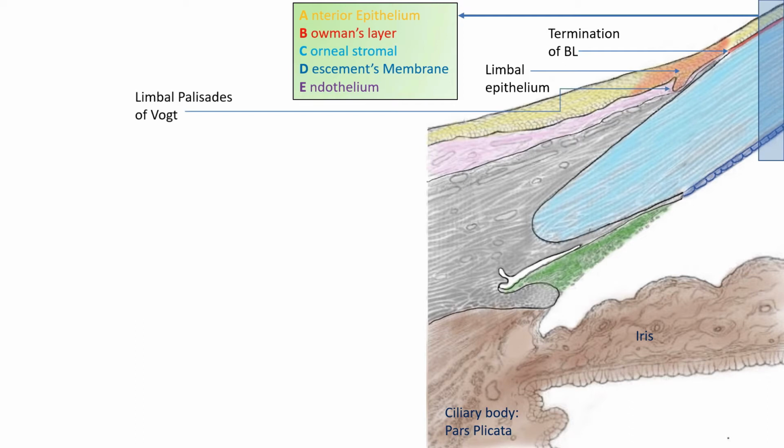Now the limbal epithelium continues for about half a millimeter and then converts into the conjunctival epithelium. Also, the subconjunctival connective tissue or substantia propria starts where the termination of the Bowman's layer is and continues below the conjunctival epithelium.